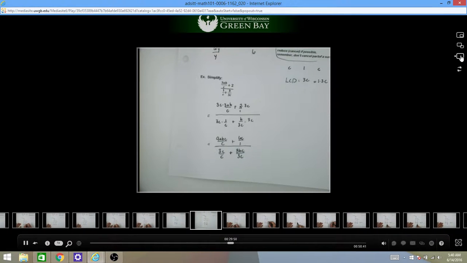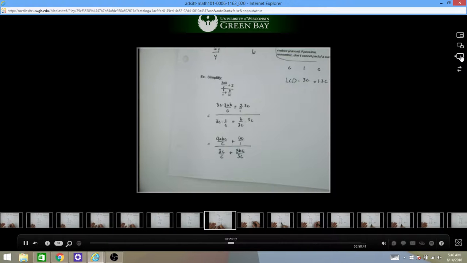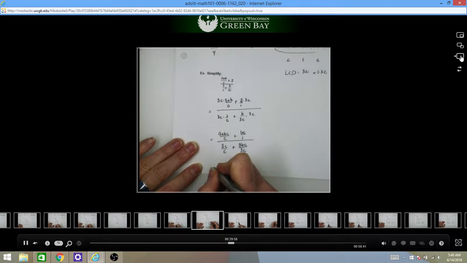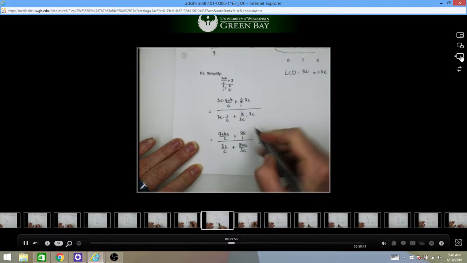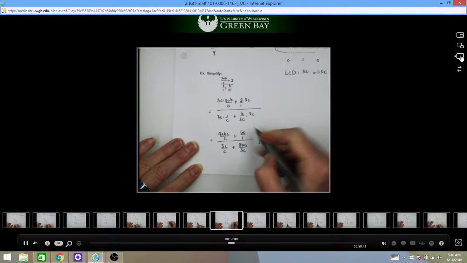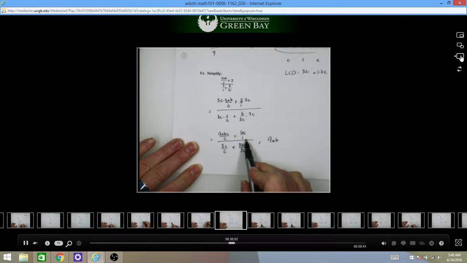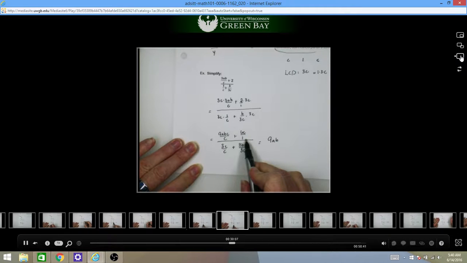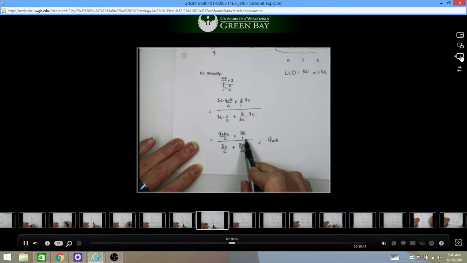So when you do that, your fractions reduce. Your c cancels here, so you have 9ab. There's nothing to reduce there, you just have 6c. The denominator, the c's cancel, so you have 3. And in the second term, the 3 and the c cancel, and you have b.